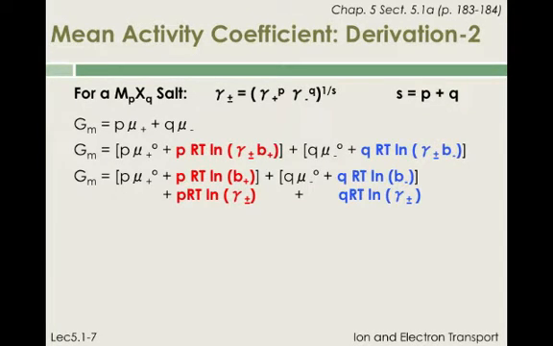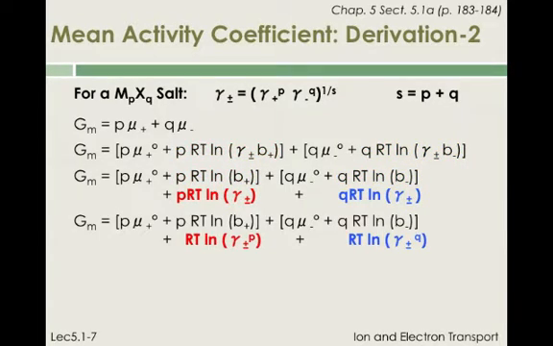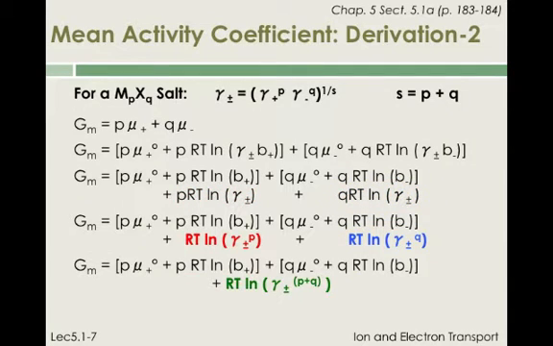Third, we rewrite each log of gamma b term as log of gamma plus log of b for both the cation and the anion. Fourth, we rewrite PRT log of gamma plus minus as RT log of gamma plus minus raised to the power p, and do the same for the QRT log of gamma plus minus term. Finally, we rewrite the sum of natural logarithms as the natural logarithm of the product.